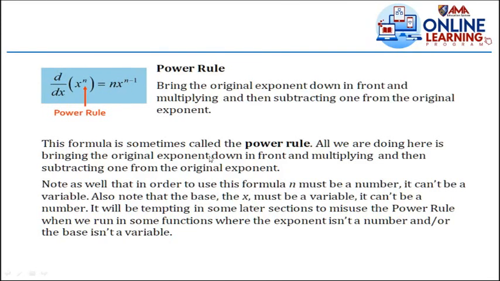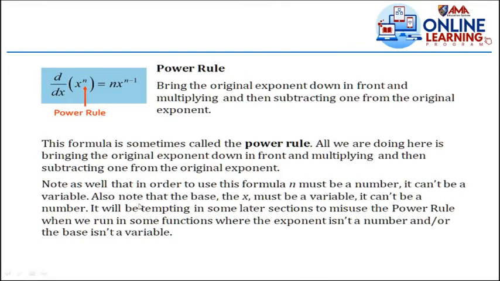So this formula is sometimes called the power rule. All we are doing here is bringing the original exponent down in front and multiplying, and then subtracting 1 from the original exponent. So there is a note there that n should be not equal to 1. Kasi 1 minus 1 will be 0 siya, no? Okay? So depende po yan, no? So note as well that in order to use this formula, n must be a number. It can't be a variable. Okay? So dapat number siya, hindi siya x raised to y.